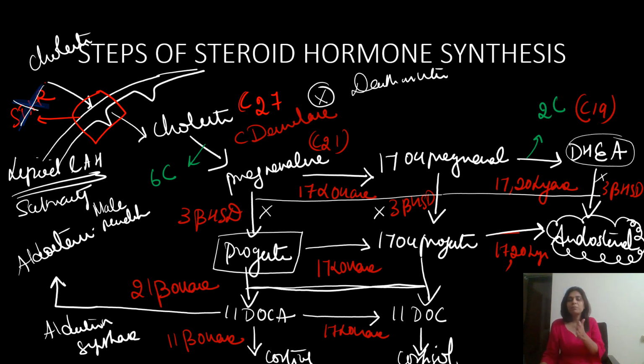Obviously, it presents with virilization. What happens in a male fetus? Excess androgen exposure well in advance. So it causes male precocious pseudopuberty. Okay, so that's about 3-beta hydroxysteroid dehydrogenase defect and 21-beta hydroxylase defect.